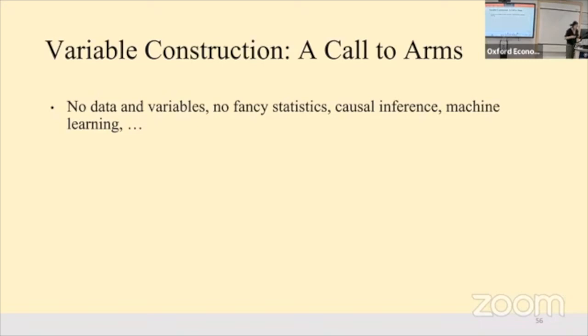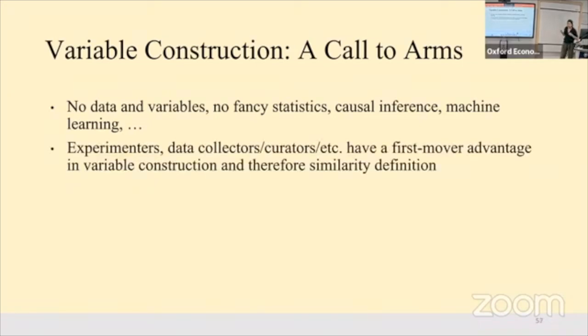Okay, so the last thing I want to say is a call to arms on variable construction. When we're doing statistics, we're always starting with some set of data and variables. And so in some sense, experimenters and data collectors have a first mover advantage. Stackelberg game. They move first and they construct a set of variables, which provide the measuring sticks that are then natural to conceive of for later kinds of analyses.